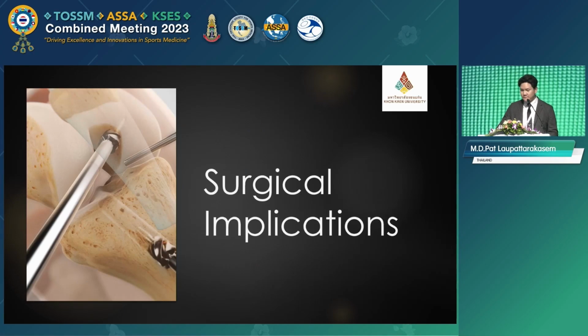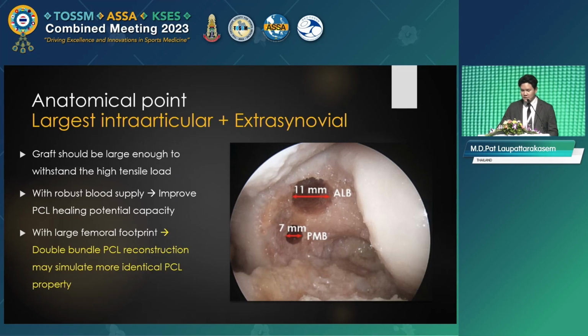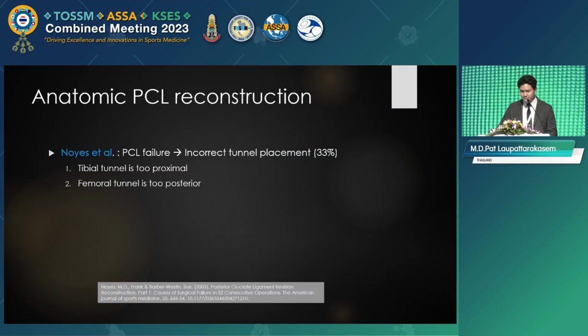Surgical implication. From the anatomical point of view, the reconstruction graft should be large enough to withstand the high tensile load. And with the robust blood supply of the PCL, it has high healing potential capacity. In some cases, with posterior tibial translation less than 5 millimeters, conservative treatment in this population may be a good option. And with its large femoral footprint, double bundle reconstruction may simulate the native PCL property more closely.